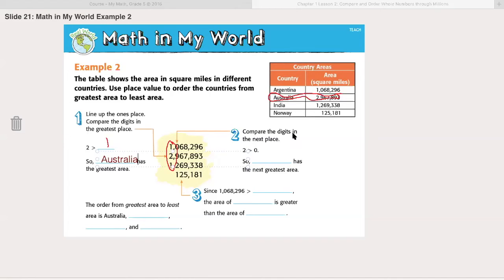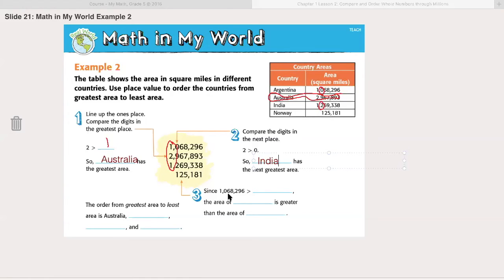Number 2, compare the digits in the next place. We know that 2 is greater than 0. We are comparing now this 0 and this 2, right? They were the next up. The two numbers that start with 1 million are the two that we are comparing next. Argentina has 1 million and then 0 in the hundred thousands place. India has 1 million and then 2 in the hundred thousands place. Since 2 is greater than 0, India has the next greatest area.